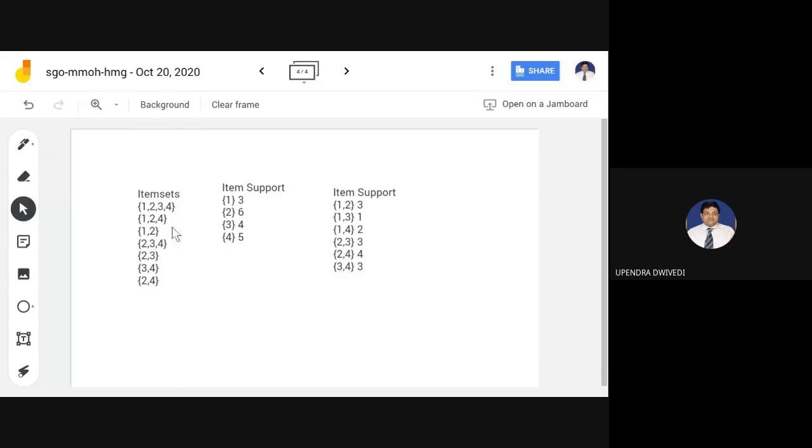2 comma 3 has 1 occurrence, 2 occurrences, 3 occurrences, so we just write 3. 2 comma 4 has 4 occurrences, 1, 2, 3, 4, so we just write 4 here. 3 comma 4 has 3 occurrences, 1, 2, 3, so we just write 3 here.